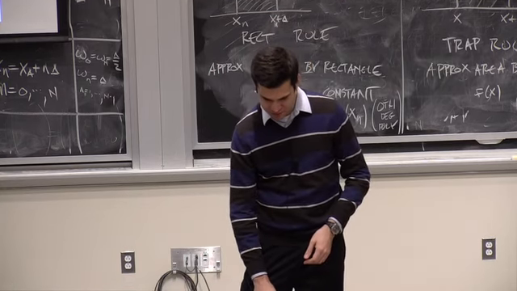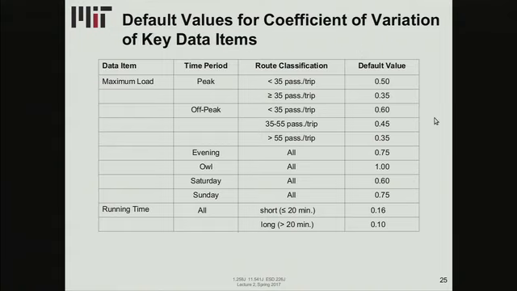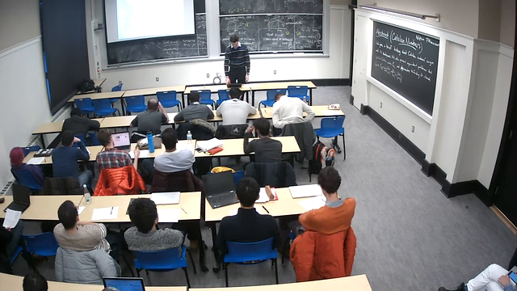All right, the default values for coefficient of variation of key data items. Ideally, you have your own data that you look at, and you don't resort to this. But if you ever find yourself in a situation where you need to start out with something, here are some based on studies that previous people have done. They took different routes and looked at loads and running times for different time periods and found what the coefficients of variation were. And here they are in a table for you to use.